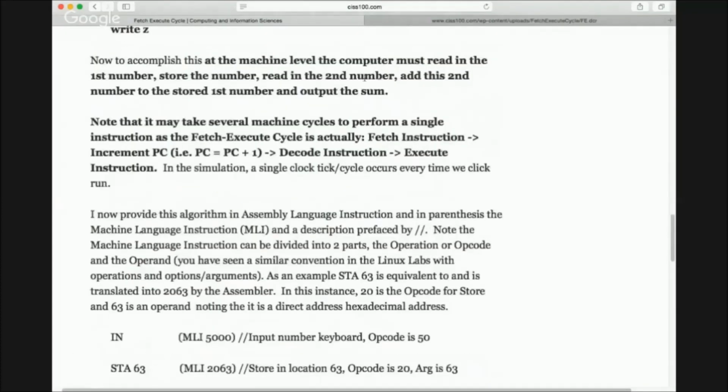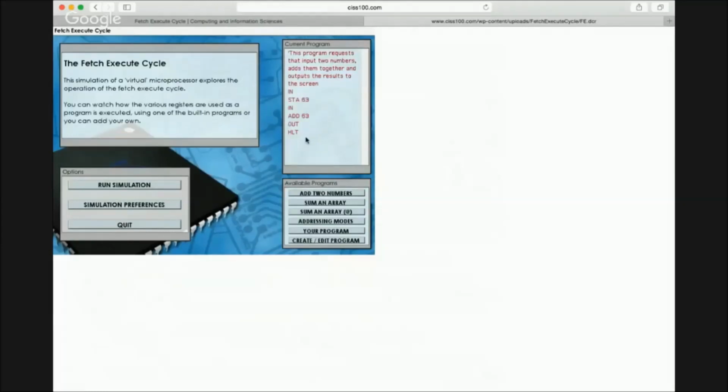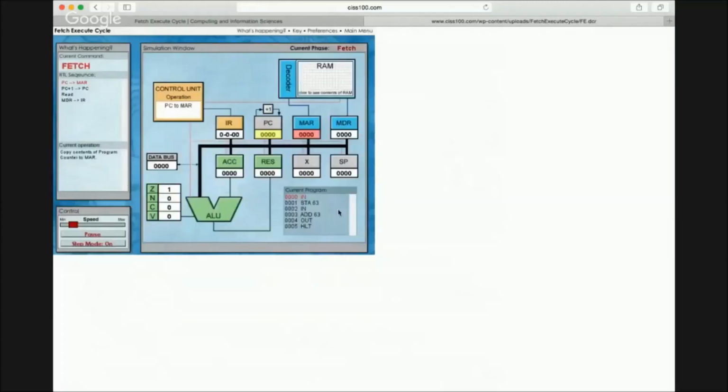Okay, so let's jump right into the simulation. So there are several programs. You could write your own program and run it on this, but I'm going to do the add two numbers, which is displayed here. So I have in, STA 63, in, add 63, out, and halt. So this looks familiar to us. So let me click Run Simulation here. And let's look at this in detail now. So actually, I'm set up to execute the first instruction, but I'll get to that in just a minute.